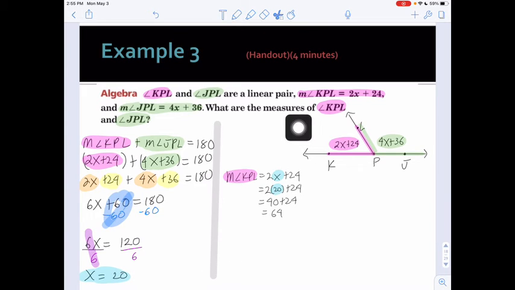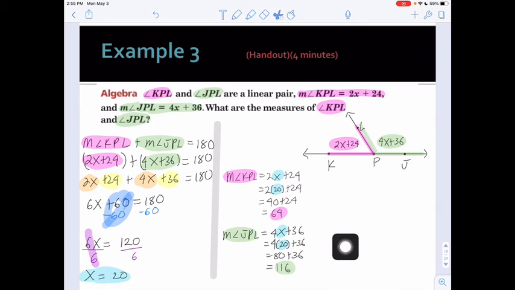Since the problem is asking for the measure of angle KPL and the measure of angle JPL, we can take the value of x, which is 20, and plug that in to the measures of angle KPL and angle JPL. So we have measure of angle KPL is 2x plus 24. We can plug in 20 to get 2 times 20 or 40 plus 24 is 64. We can do the same thing for the measure of angle JPL, which was 4x plus 36. X is now 20, so we have 4 times 20 plus 36, or 80 plus 36, which gives us 116.